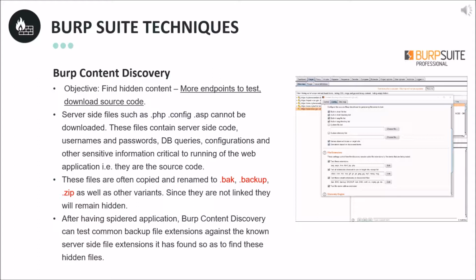What the content discovery feature of Burp does is test for common backup file extensions against known server-side extensions such as .php. It will request those, and if it gets a status 200 back, HTTP 200, then it knows that a file exists, and then often you can view the .back or .backup files and download them and access a previously hidden but critical part of the web application.